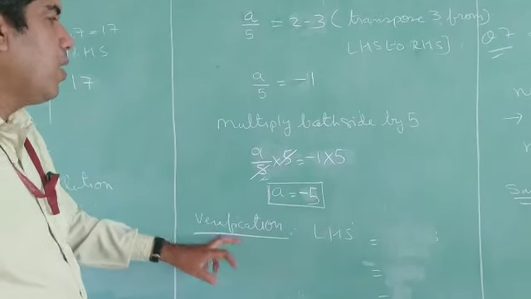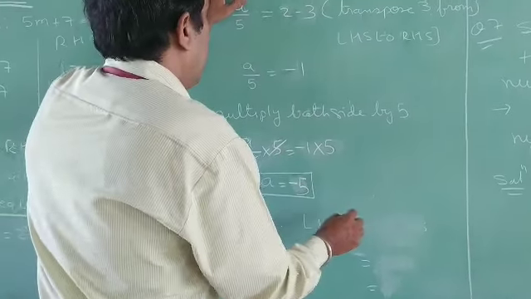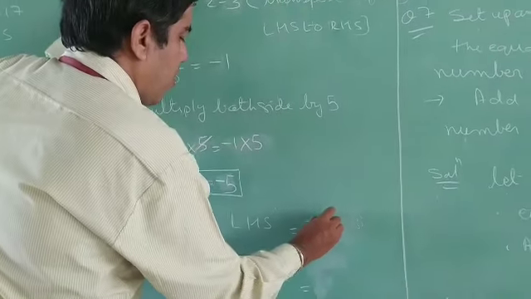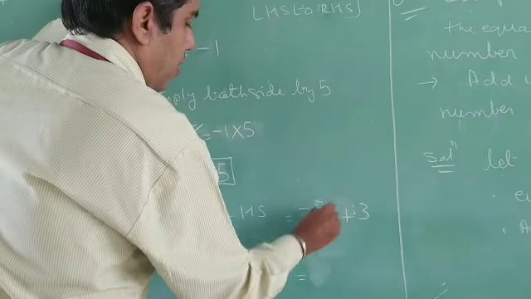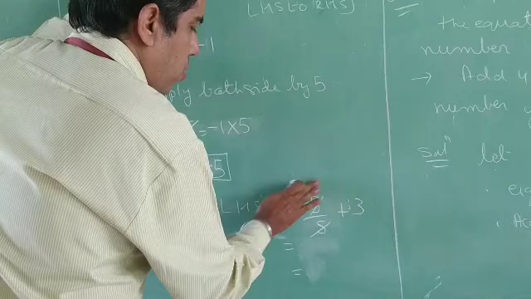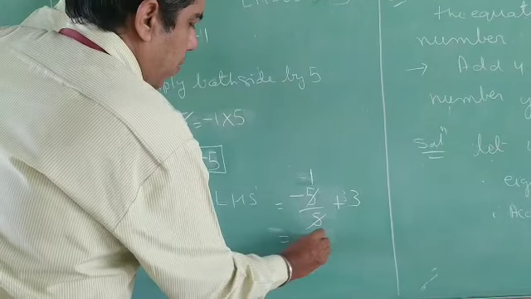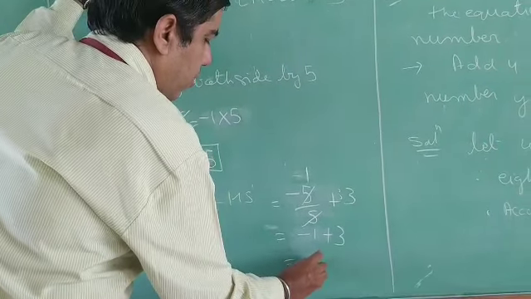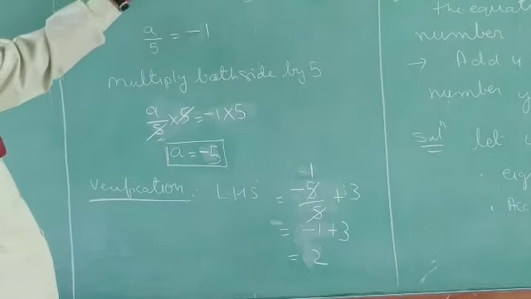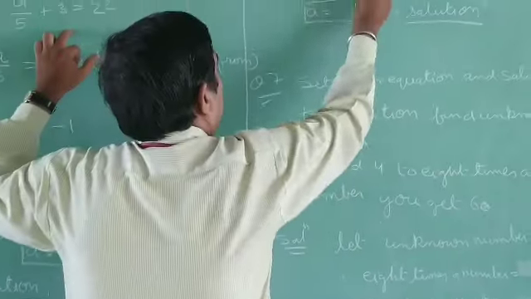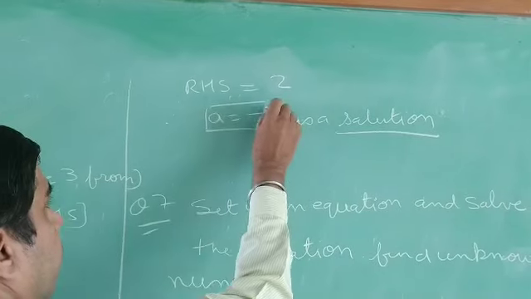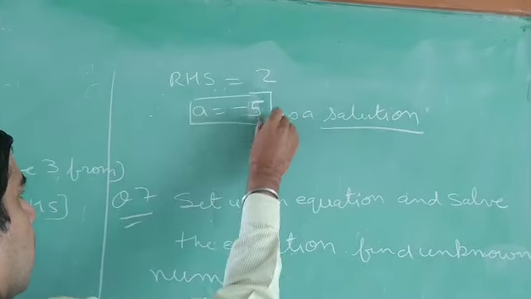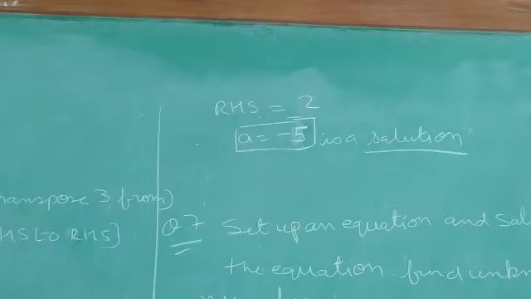Now verification. I will keep the value here: a equals minus 5. So you can see minus 5 upon 5 plus 3. It cancels, and it comes minus 1. And write here minus 1 plus 3. The answer is how much? 2. And you can see the RHS is already 2. Therefore, a equals, what is the question? It is minus 5. It is a solution. Got it? a equals minus 5 is a solution.